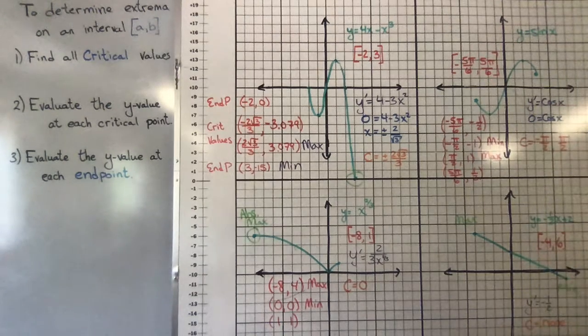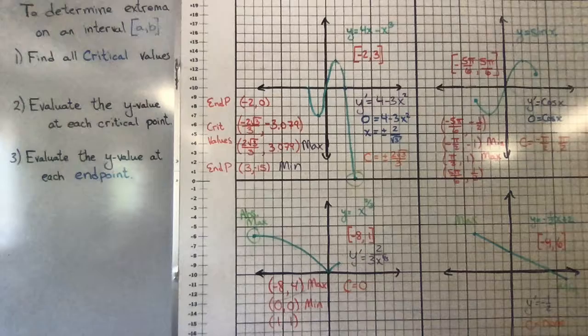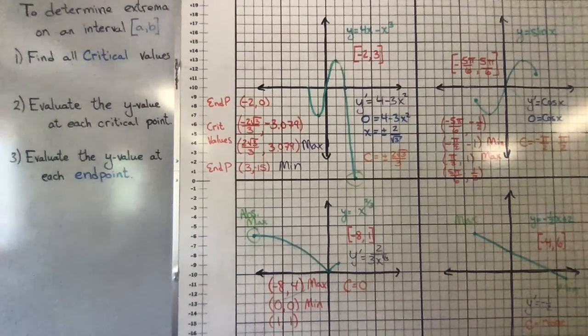And finally, for our last problem, we're looking at the critical values, and there are none. The slope is -1/2 everywhere. That means the max and minimum must be the endpoints. Those are the extreme values.